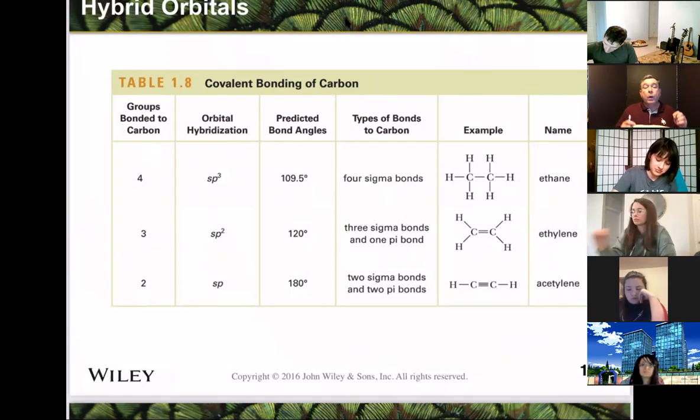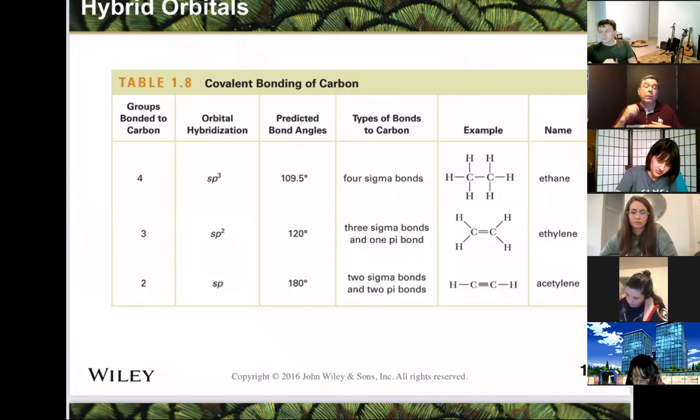Once you have three things bonded to a carbon, you know that you had a hybridization where you only used two of the p's. So that means you have an available p orbital for pi bonding. And because we have the three equal groups, we now have that trigonal planar geometry. So think of a carbon with a double bond. And when we go to two groups bonded, we have two p's available. Those two p's end up giving us two pi bonds, or in this case, a triple bond.